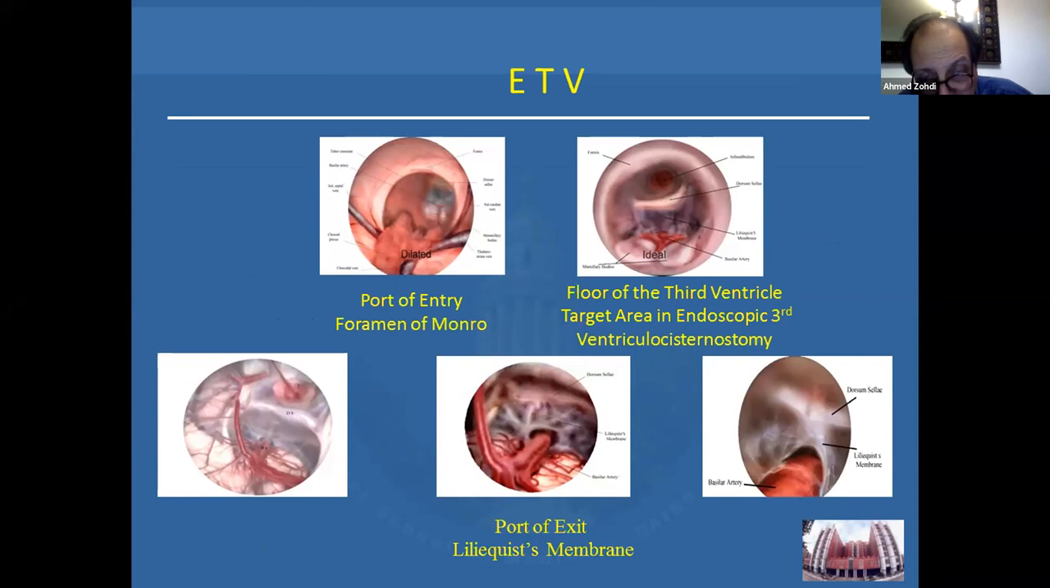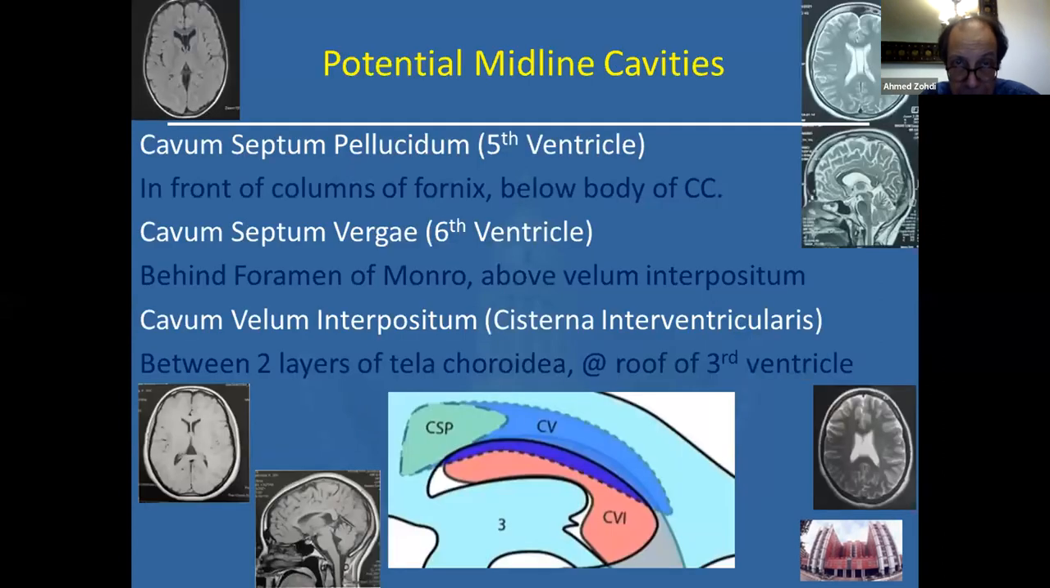Now, these are the most important structures that you deal with as you go in to your target area, which is the most commonly done issue, the ETV. But I have to mention that the foramen of Monro is your port to any third ventricular tumors, and the floor of the third ventricle is your port for an ETV, if you want to do an ETV after you've done your surgery, in case you need to make sure that the CSF is properly diverted. And of course, the port of exit are the Liliequist membranes, and we are going to talk more about them as we mention the intracranial arachnoid cysts or the suprasellar ones.